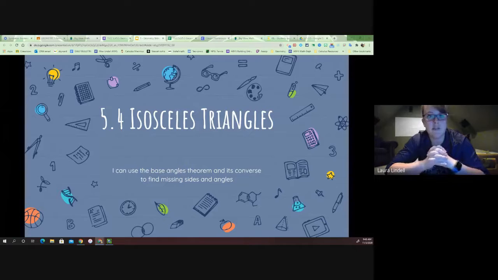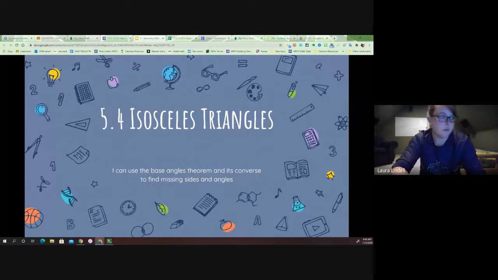So today is all about 5.4 isosceles triangles. And so today we want to be able to use something called the base angles theorem and the converse of the base angles theorem to find missing sides and angles on isosceles triangles. And then we're also going to talk about how we can extend this to equilateral triangles. Okay, so here we go.